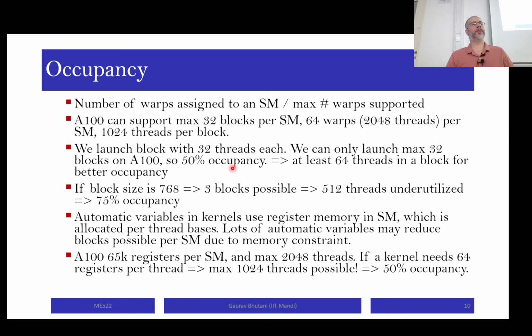Now what if you choose a block size of 768, for example, randomly? This time 3 blocks are possible. So this means a total of 512 threads will be sitting idle. So in this case you have 75% occupancy.